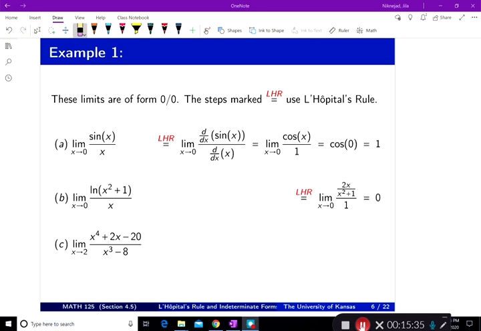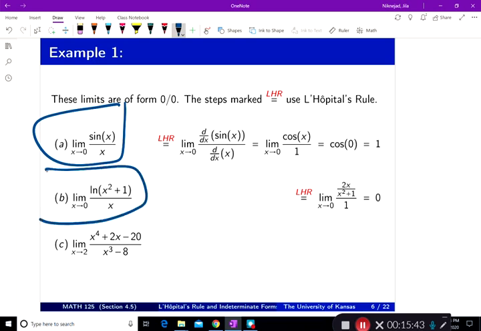So we saw a bunch of examples. We saw an example where we actually knew what the value was. We saw another example that we didn't know how to do from other methods. And here's another example. If I plug in x equal to 2 on the top, I get 16 plus 4 minus 20, equal to 0. And on the bottom, I get 8 minus 8, which is 0. So it's of the form 0 over 0.